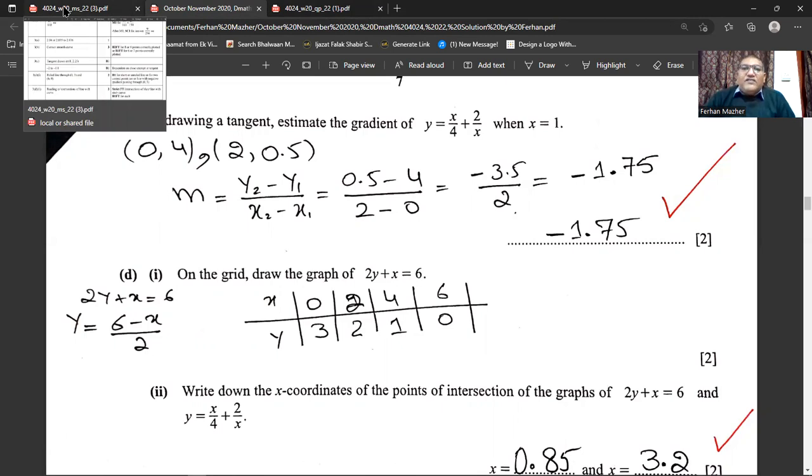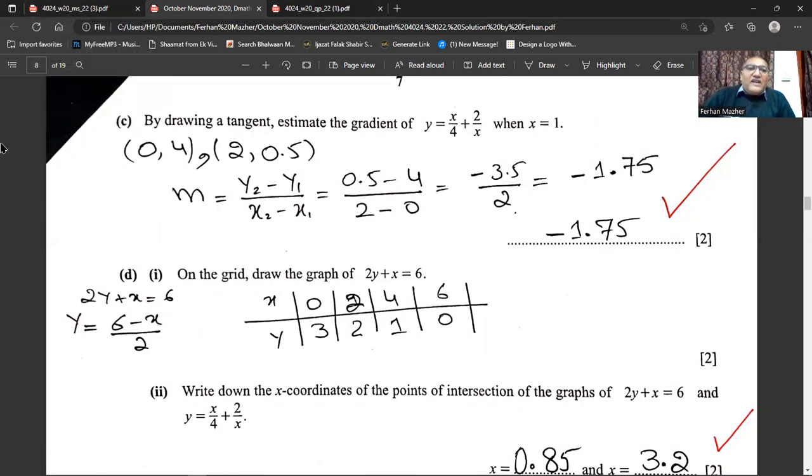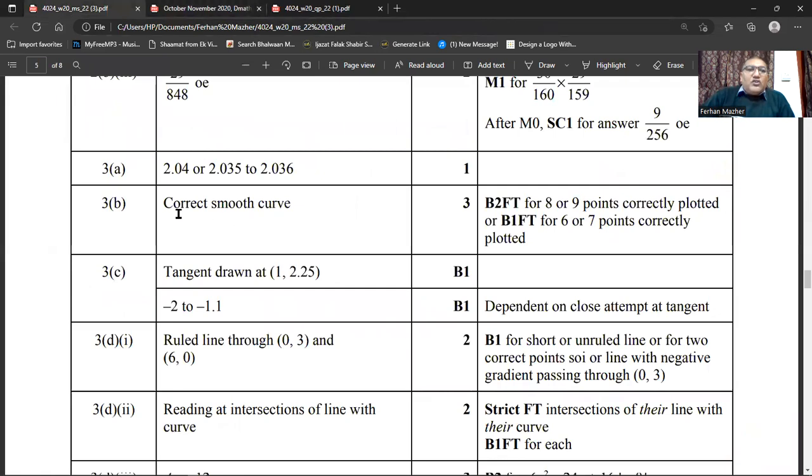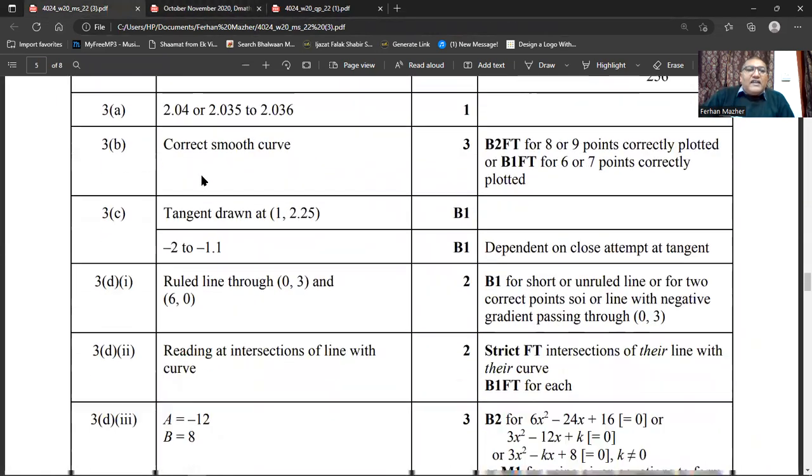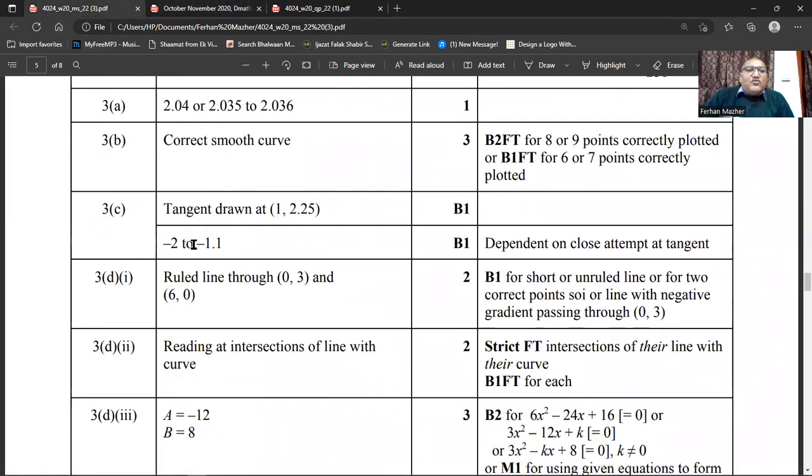Whatever the gradient of the tangent is, that is the gradient of the curve also. It says the gradient will be from minus 2 to minus 1.1. So minus 1.75 is in this range, so our answer is right.